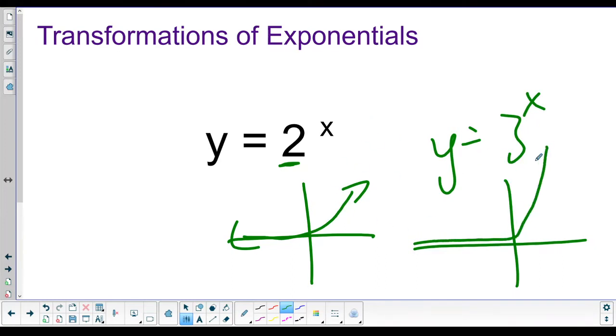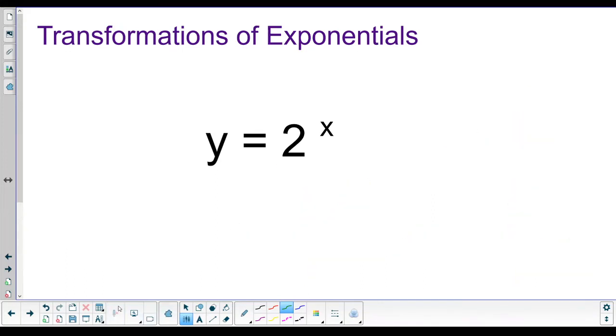So it'll go like that. It won't be quite so kinked. It'll be still rounded, but it just goes up a lot faster because it'll go 2 to the power of 1 is 2, then 4, then 8. For 3, it'll go 3, then 9, then 27, because powers of 3 just get bigger faster than powers of 2. So don't worry about your base so much. Of course, you can have an a value in front. That will stretch out your graph.